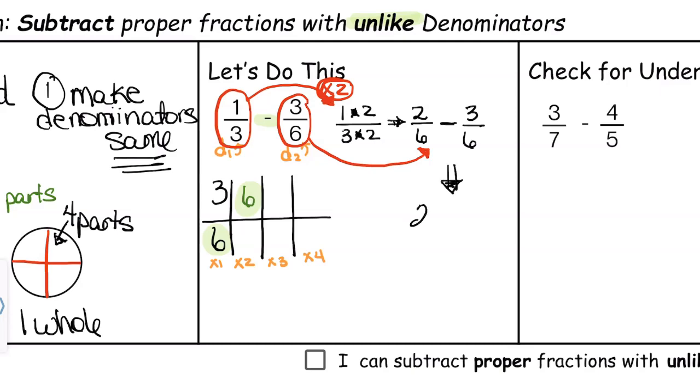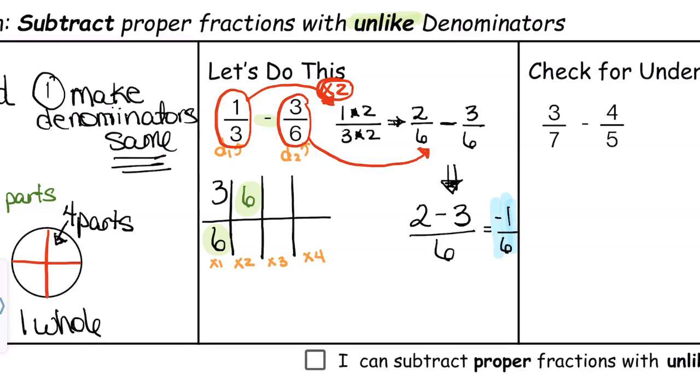We subtract our numerators and bring down the denominator. 2 minus 3 is -1. We bring over our 6. Our answer is -1/6. Let's see if we can prove this with a diagram.